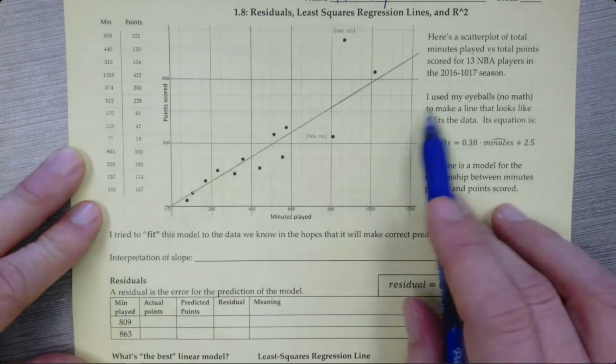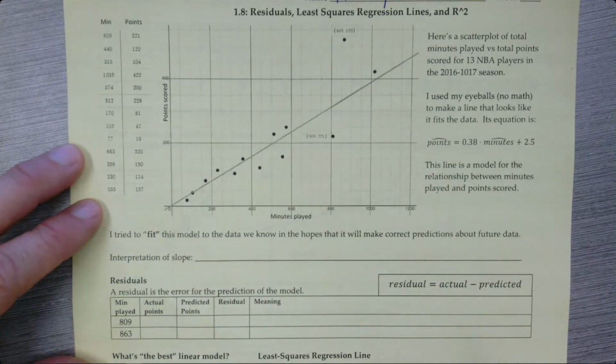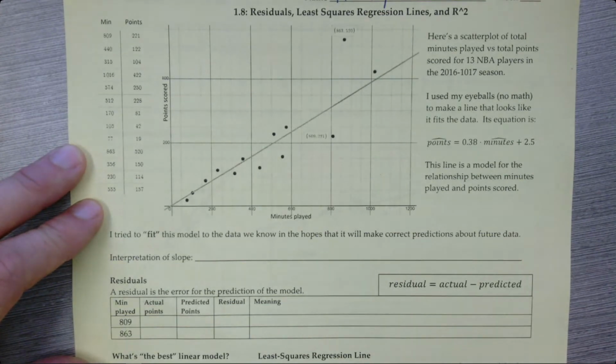If you were going to describe this, think to last week. What would be a good tight sentence that would describe this? I would say the relationship between minutes played and points scored is a relatively strong, positive, linear relationship.